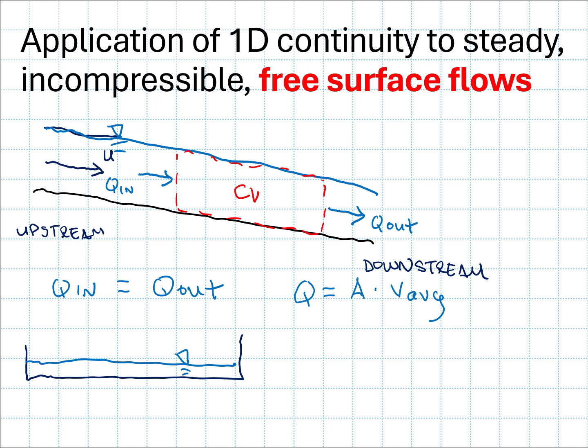And let's say that this is my area in. And let's say that my area in is pretty big. And then let's go to my downstream cross-section. And my downstream cross-section is comparatively small.